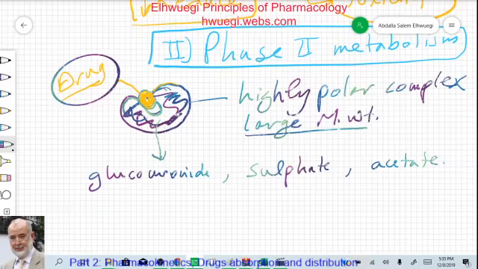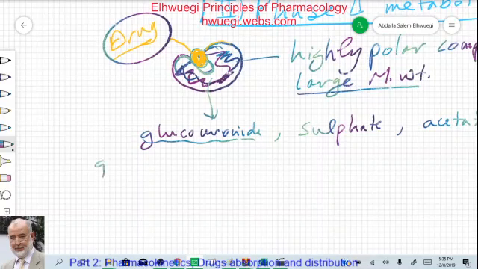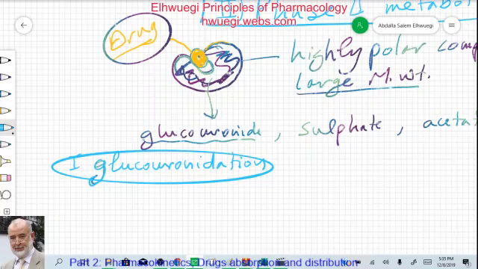The first process, binding with glucuronide, is known as glucuronidation. Glucuronidation. Okay, this is very famous. Many drugs are conjugated with glucuronide. Through glucuronidation, most of the time, the compound becomes inactive.